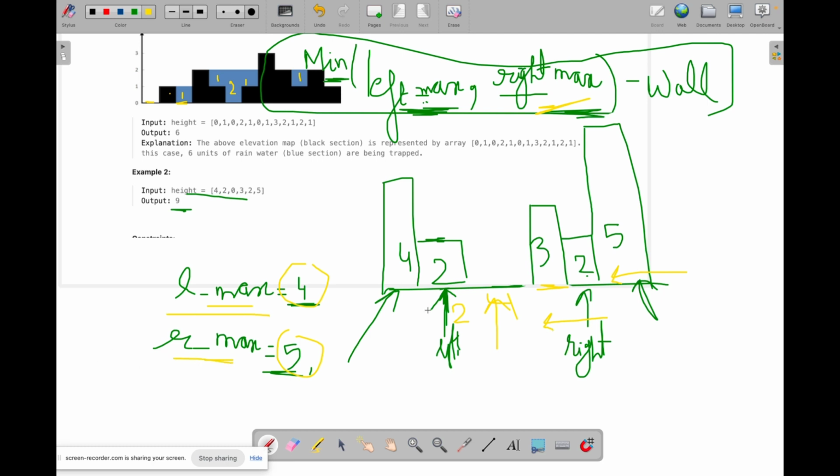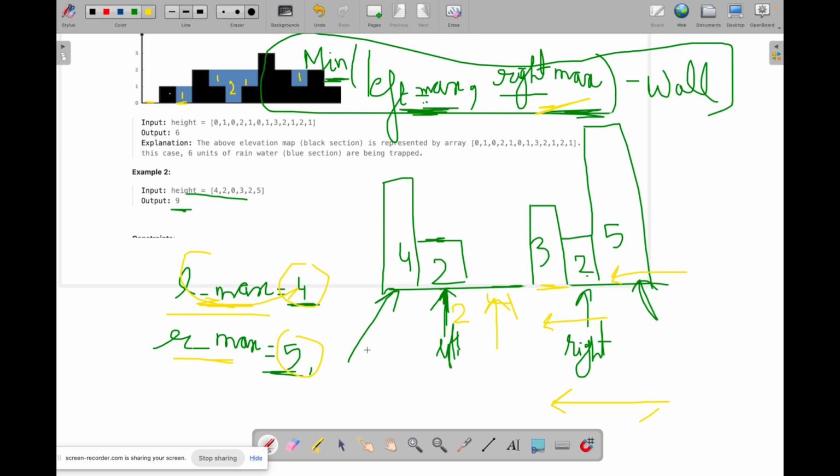How? At each index, if the left max is less than right max, we will update left max. Similarly, if we are going towards the left, we will update right max at each index if it is greater than the current right max. Okay, I will tell you what I am saying, if you didn't understand the problem.